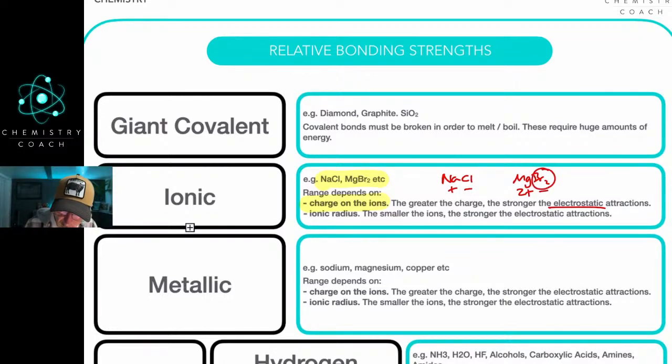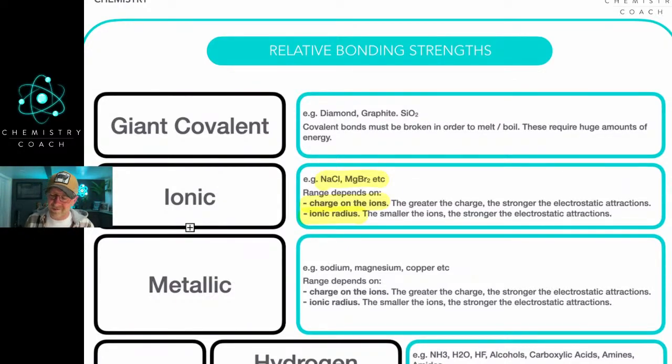I know there's 2 bromines there, but essentially this should, as far as we're concerned, have a higher melting and boiling point because there's one ion in there that's got a greater charge than in sodium chloride, okay? So charge on the ions is very important. Next, ionic radius.